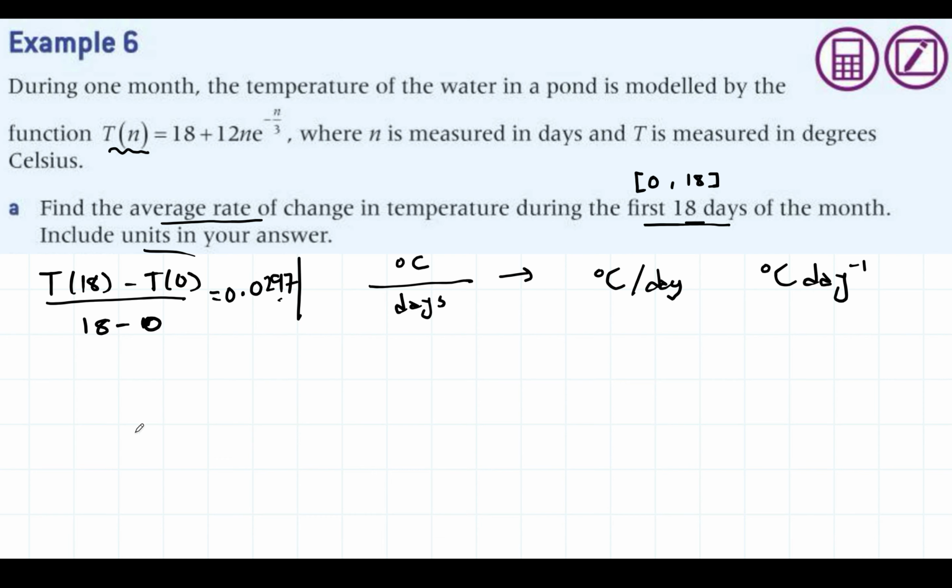If you don't want to do it by hand, you can skip through this part. So T of 18, or let's do T of 0 first.